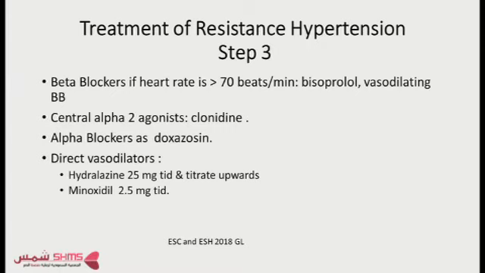If we fail to do that, then we come to the territory where there is no evidence. Actually, we need the experience of the doctors. Beta blockers help if the heart rate is more than 70, and vasodilating beta blockers are advised. Then central alpha-2 agonists like clonidine, alpha blockers like doxazosin, and of course the direct vasodilators like hydralazine and minoxidil. They are very, very effective, especially in CKD patients, but they do have their side effects.